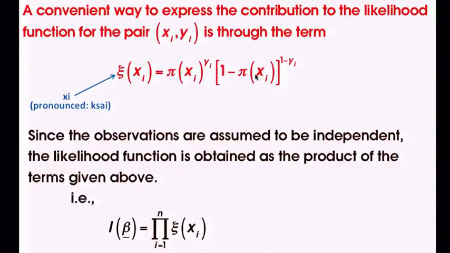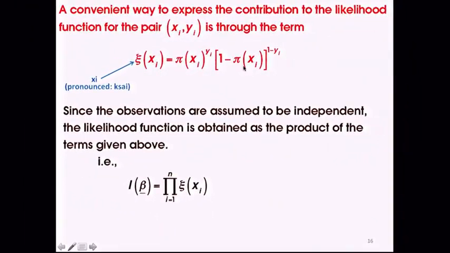So it's a beautiful function, this xi, because all you have to do to write down the likelihood function is simply take the product from i equals 1 to n of the xi's. Now, this Greek symbol, capital pi, is the product of observations from 1 to n, unlike the Greek sigma, which is the sum. So here I'm taking the product of these xi's over all of the data points. Each time, if y is equal to 1, you get the contribution pi of x, and if y is equal to 0, you get the contribution 1 minus pi of x.